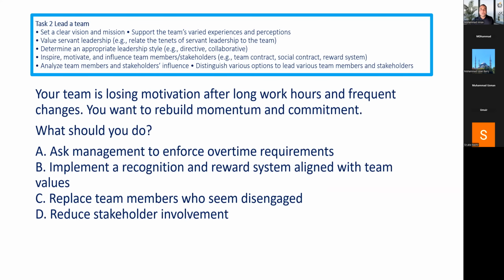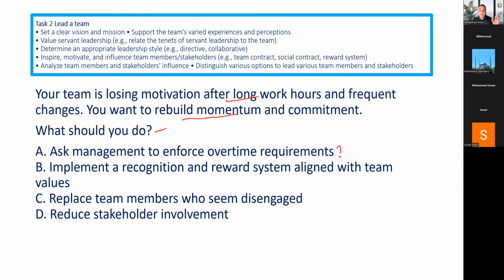Next, your team is losing motivation after long work hours and frequent changes. You want to rebuild momentum and commitment. What should you do? You can do many things, but let's do what we can do. Ask management to enforce overtime requirement.